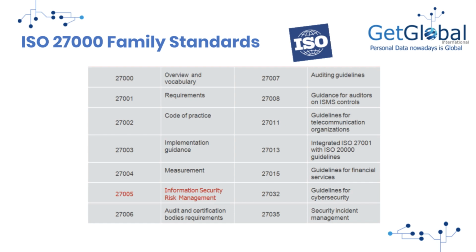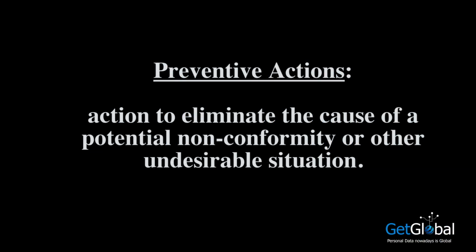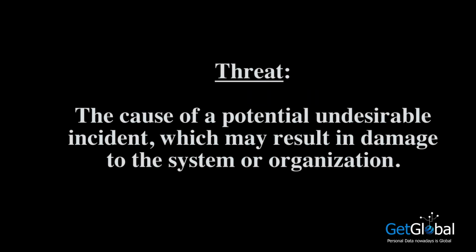So the first one is preventive action. It's the action to eliminate the cause of a potential non-conformity or other undesirable situation. Risk acceptance. That's the decision to accept the risk. Threat, the cause of a potential undesirable incident which may result in damage to the system or organization.